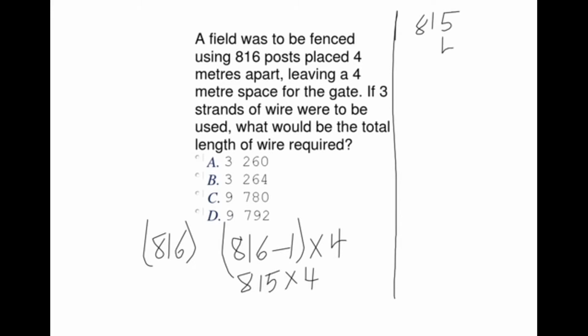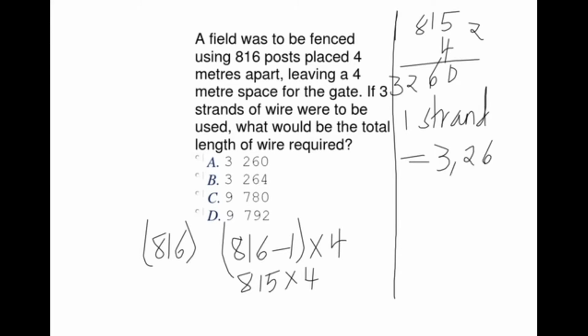So we will have 815 times 4. 5 times 4 is 20, carry 2, then 4 times 1 is 4 plus 2 is 6, then 4 times 8 is 32. So we have 3,260 meters, and that is one strand. So one strand equals 3,260 meters. So if one strand equals that, what about 3 strands?